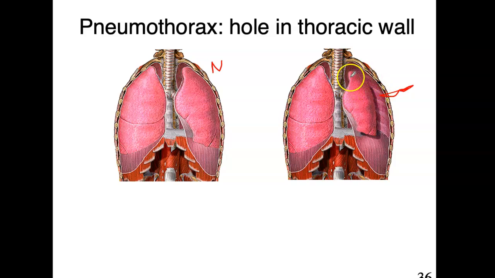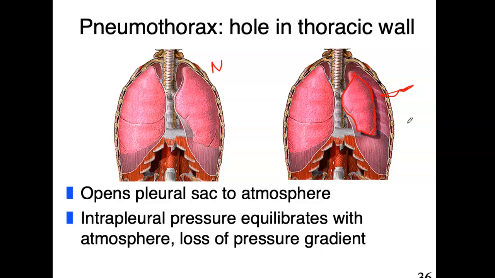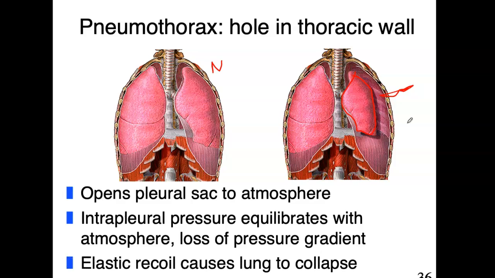What happens then is that this lung is just sort of collapsed here, and it's no longer coming all the way to the border of the chest cavity. So it opens the pleural sac to the atmosphere. That intrapleural pressure becomes the same as the atmosphere. So it equilibrates with the atmosphere. There's a loss of that pressure gradient. Then think of the elastic recoil that the lung has. It has elastic fibers. It's been stretched. If you don't allow that negative pressure, it's just going to sort of retract on itself, and it causes the lung to collapse.